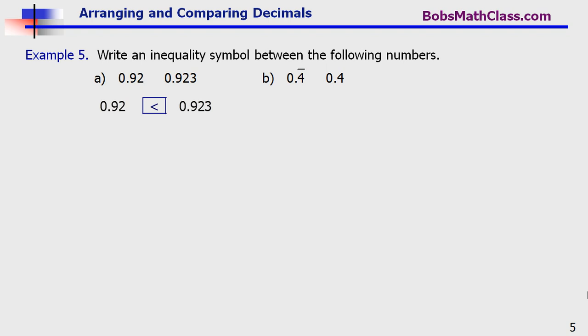Okay, in part B, 0.4, that one has a bar over it. Recall that that means that it's a repeating digit. The 4 continues on and on. So if we write that out, it means 0.444, etc. So which one is larger? Actually, that number is larger because in the hundredths place it has a 4, and the number on the right, in the hundredths place there is no number, so it's a 0. The number on the left is larger.